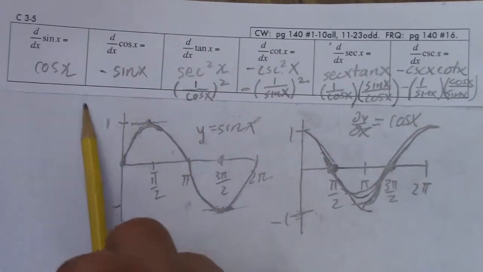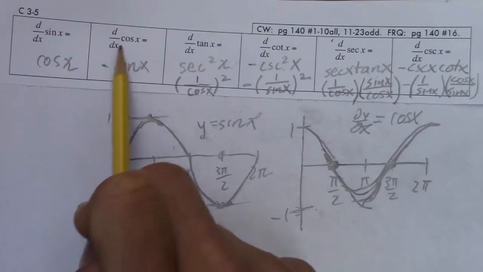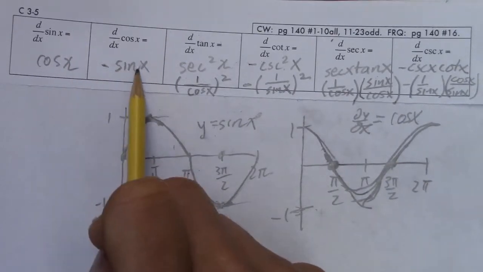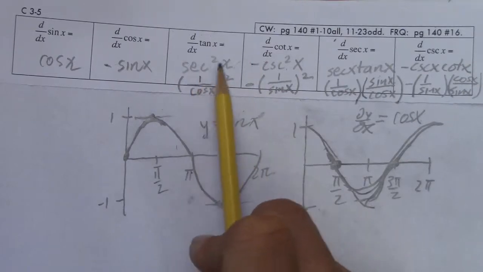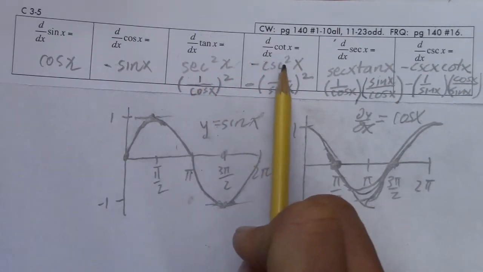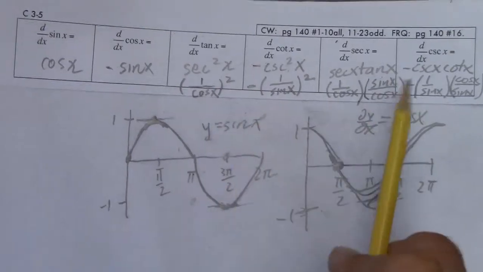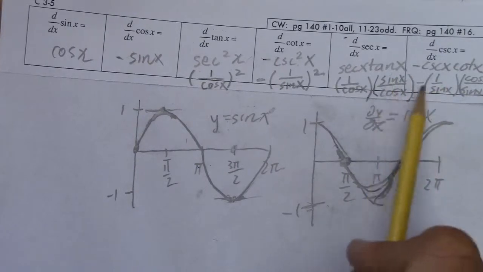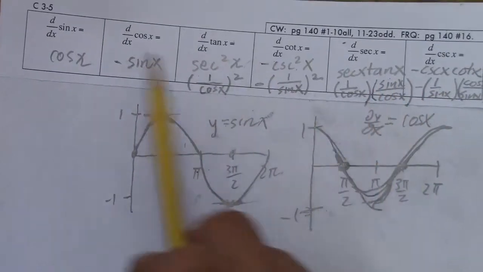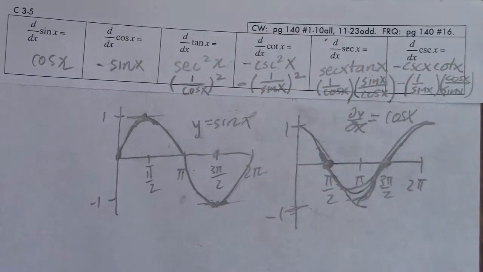Arguably, there's a connection here. Derivative of sine and cosine, those two go together. And notice how the rest of them come in pairs. Secant squared, negative cosecant squared. There's some sort of relationship there. And similarly with secant and cosecant, these go together. So I would suggest memorizing these in pairs. All right, enjoy.